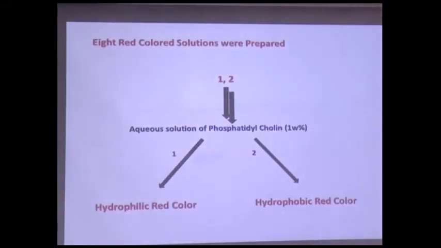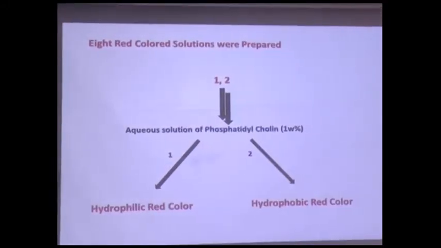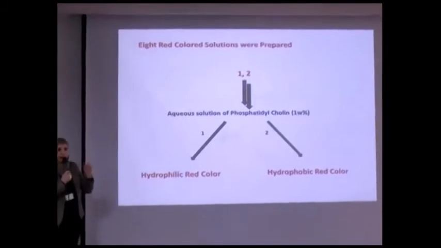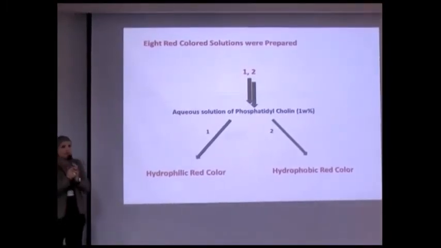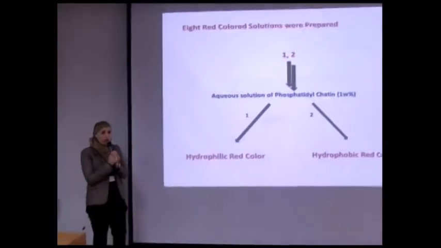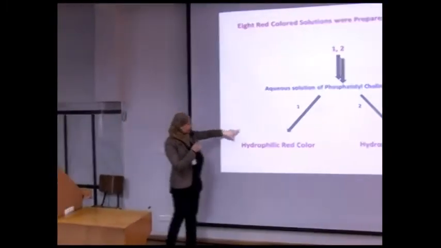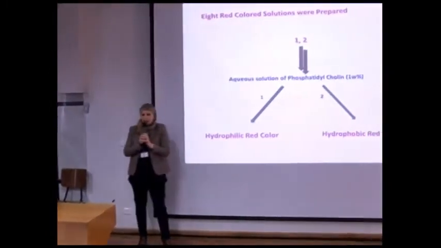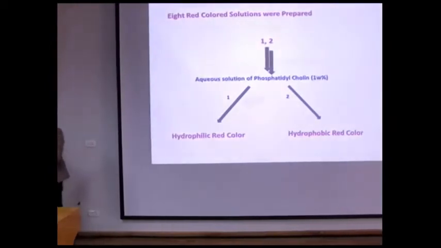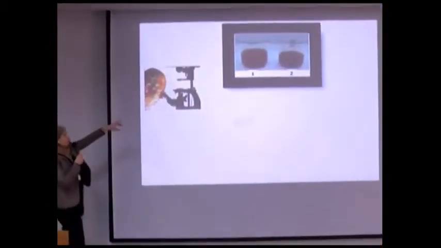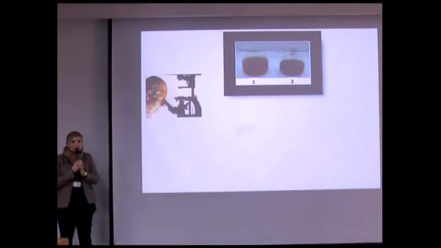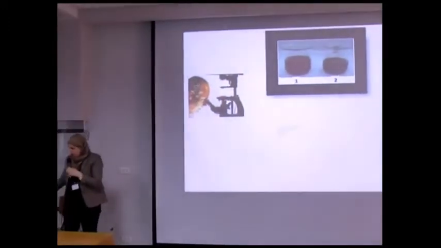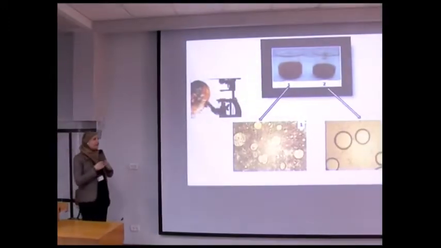What are the first 2 solutions we prepared? In the first step, we chose to prepare just an aqueous solution of the surfactant, an aqueous solution of phosphatidylcholine. In the first one, we add hydrophilic red color, and in the second one, we add hydrophobic red color. The students prepare these 2 solutions, and they get 2 red colored solutions which seemingly look the same. They are red colored solutions. But when they view these solutions by the optical microscope, they reveal different structures.